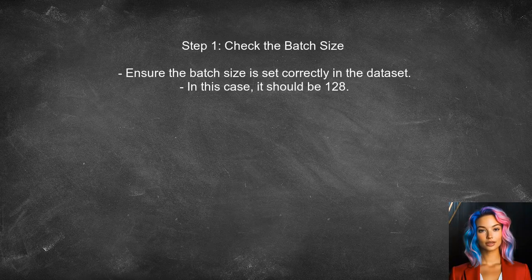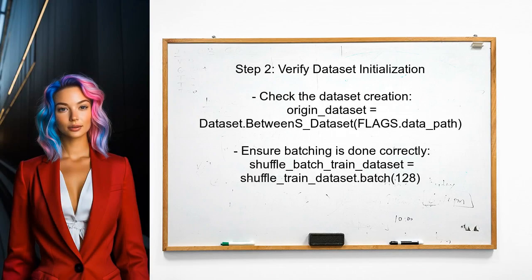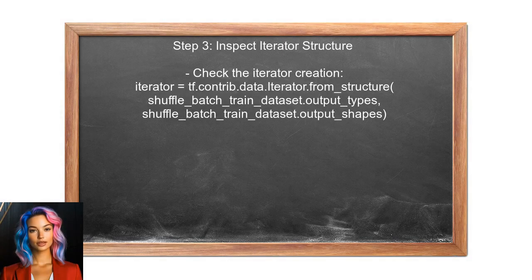To address the issue with the dataset output shapes, the user should first ensure that the dataset is properly batched. The first step is to check the batch size specified in the dataset. Next, the user should verify that the dataset is being initialized correctly. This involves checking the dataset creation and batching process to ensure it aligns with the expected output shapes. After confirming the dataset is set up correctly, the user should inspect the iterator structure. This is crucial because the iterator needs to match the output shapes of the batch dataset.